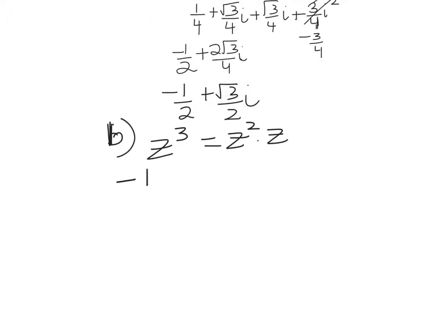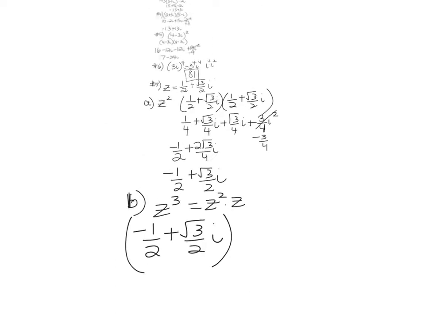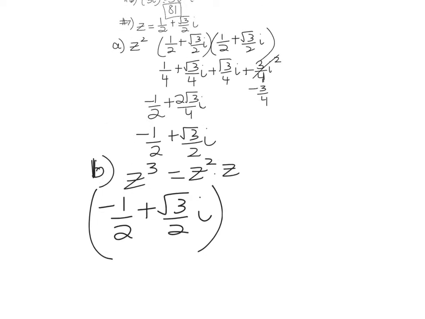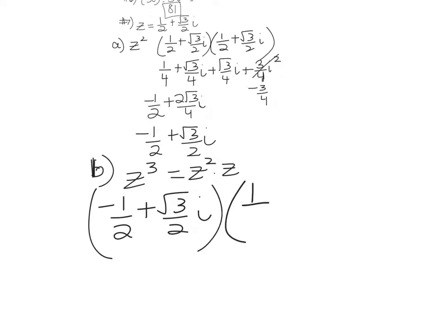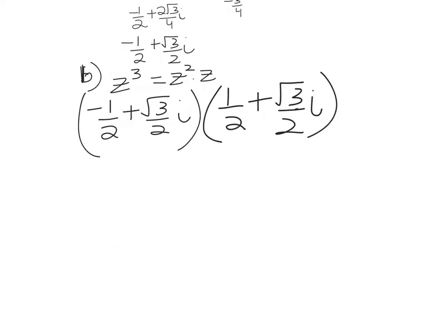Okay. Negative 1/2 plus rad 3 over 2 i. And we're going to take that. That's z squared. We just found that. And we're going to multiply it times z. Well, what is z? My z is way up there. It's positive 1/2 plus rad 3 over 2 i. It's going to be worth it, though. It really is. You'll see. It's a really cool answer.